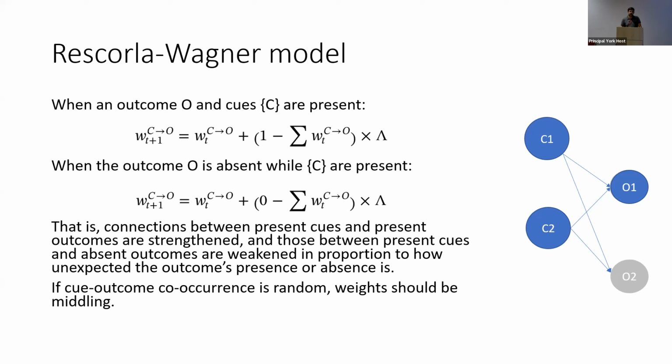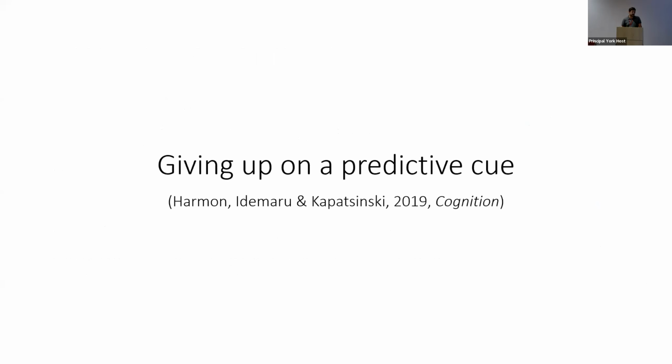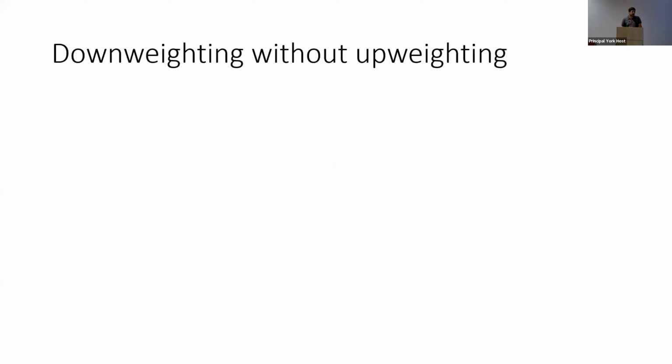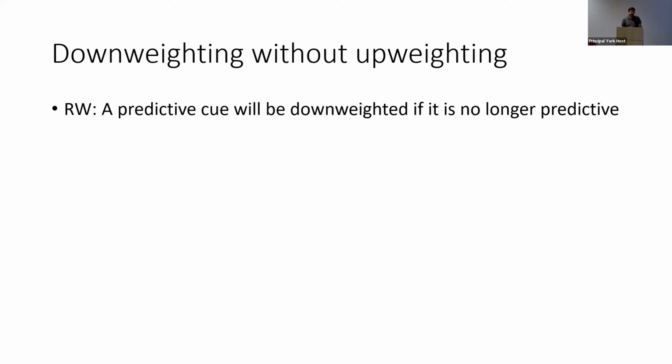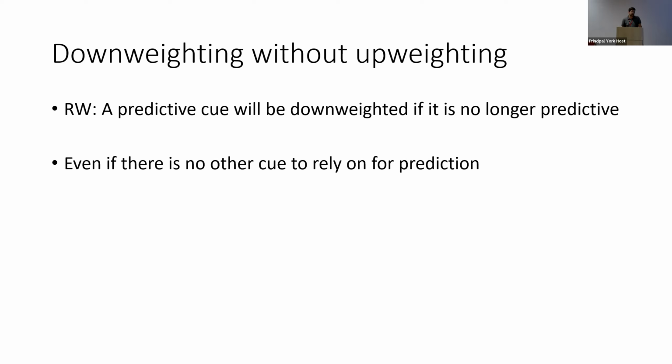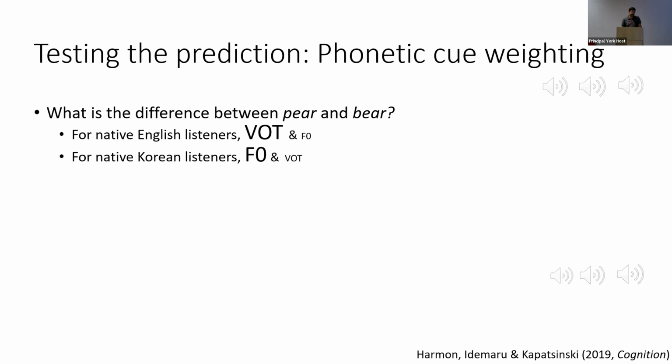As a result of that, if cue-outcome co-occurrence is random, so if you're getting 50-50 feedback, for example, for a particular combination of cues, then the weights should be kind of middling. So what we are testing here is how do you give up on a cue that used to be predictive but is no longer predictive, and whether you can downweight a predictive cue without upweighting something else. In Rescorla-Wagner, you can actually downweight a predictive cue without upweighting other cues. And so you can give up on a predictive cue even if there are no other cues to rely on for prediction. We test this prediction with phonetic cue weighting.